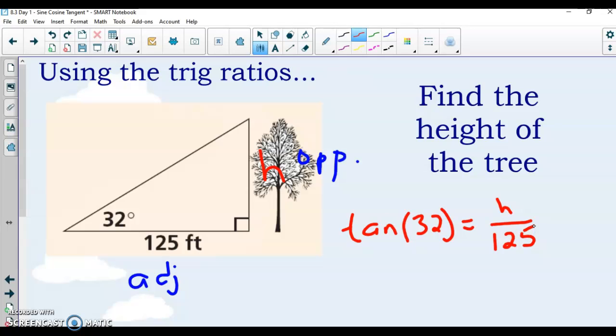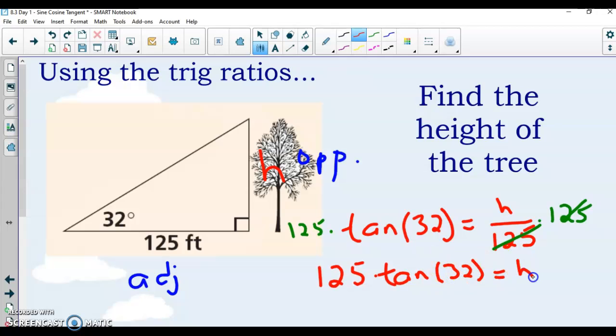Our third step now is to decide what we have to do to get the variable by itself. In this example, since h is at the top of that fraction, and h is being divided by 125, ask yourself, what's the opposite of dividing by 125? We're just going to multiply both sides by 125. The 125 that I multiplied by will cancel out the 125 on the bottom part of that fraction. Then we're going to get the equation 125 times tangent of 32 equals h.